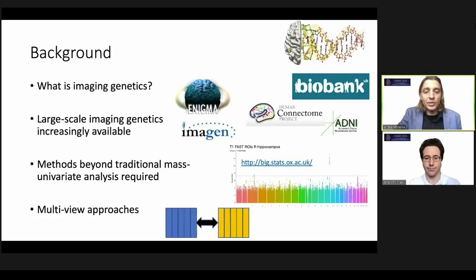So one way forward is to use so-called multi-view approaches. And those approaches have emerged from classical statistics and are now a part of machine learning. And multi-view approaches allow you to identify patterns in one modality and link them to patterns in another modality that occur at the same time. So of course, this can be done using different imaging modalities, but we are using it now to link imaging data to genetic data.